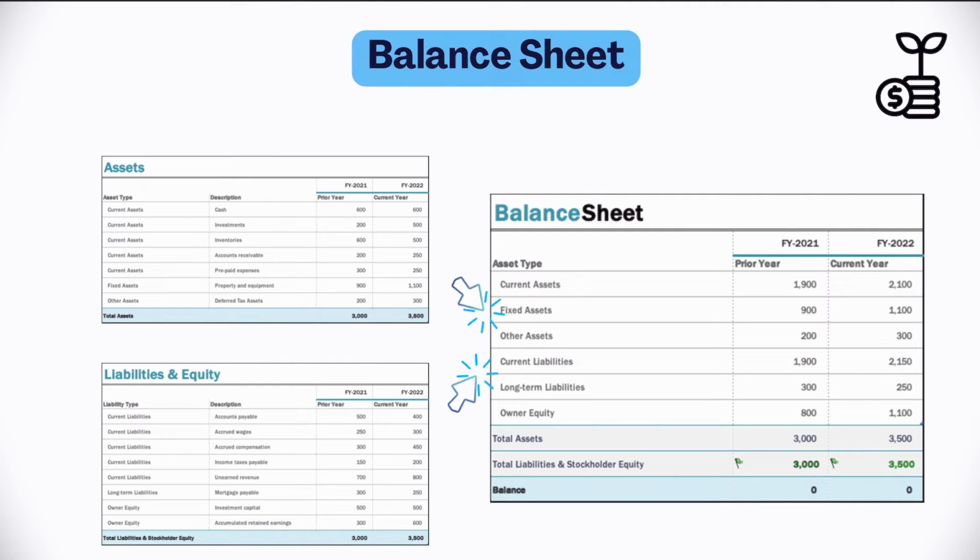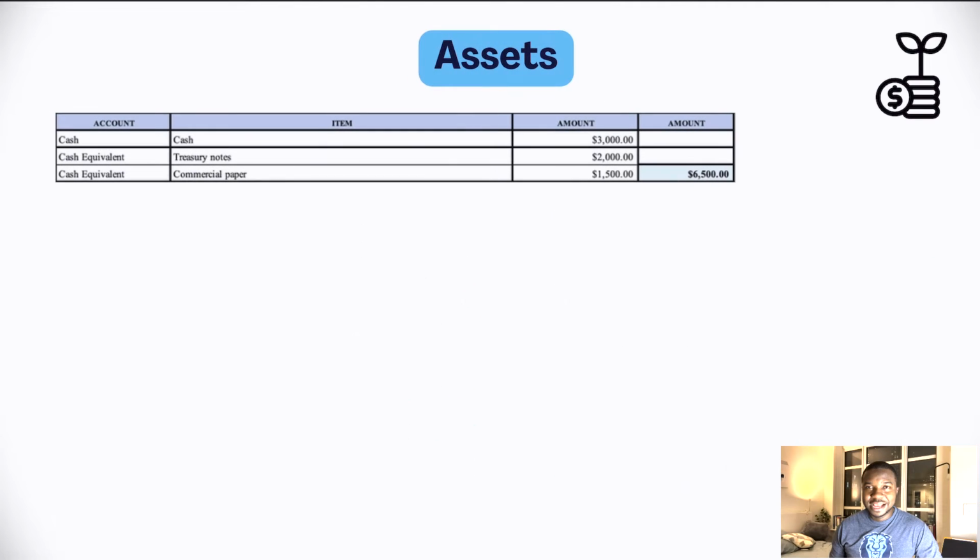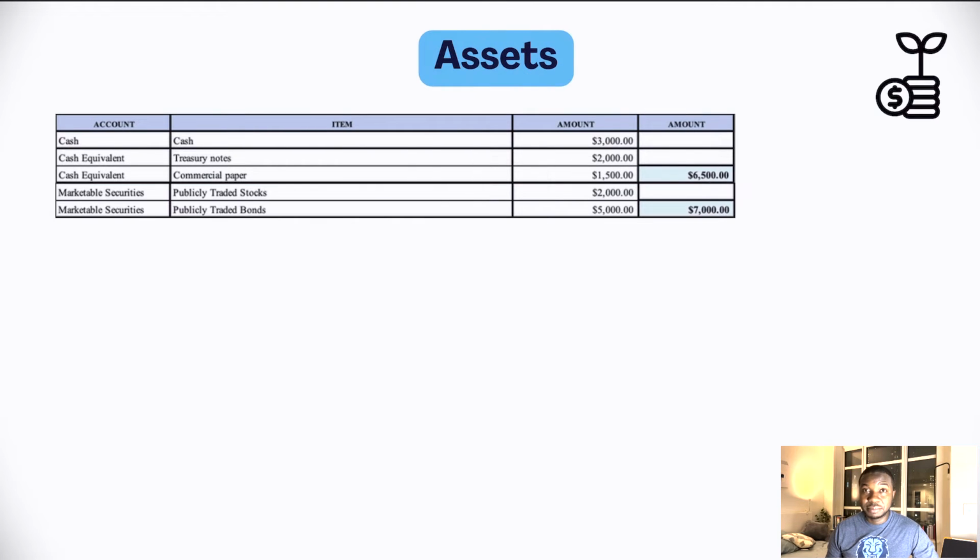2021. The company has $3,000 in cash, has invested $2,000 in treasury notes, and holds $1,500 worth of another company's commercial paper. We can aggregate these three items to have $6,500 in cash and cash equivalent. The company also has $2,000 in publicly traded equities and $5,000 in publicly traded bonds. This gives us $7,000 in marketable securities.